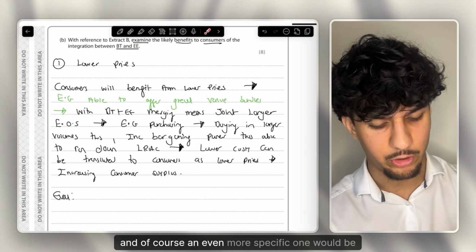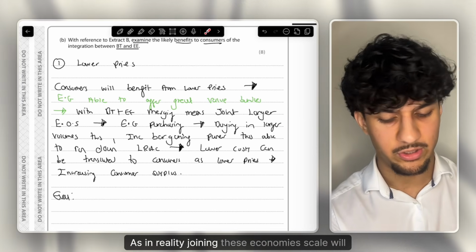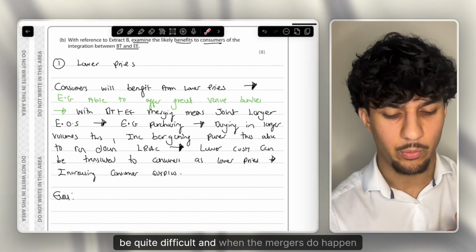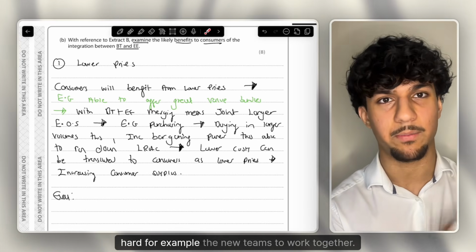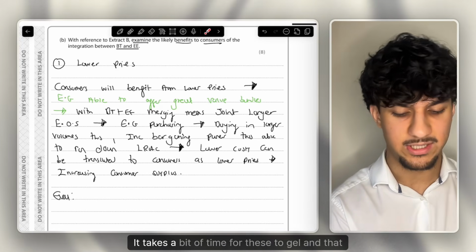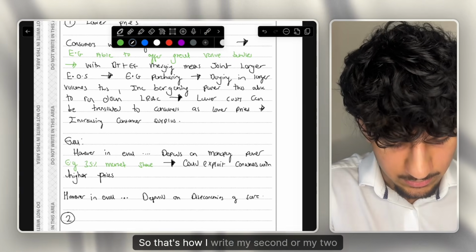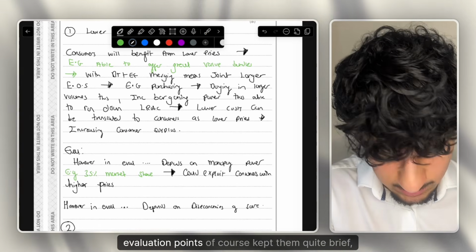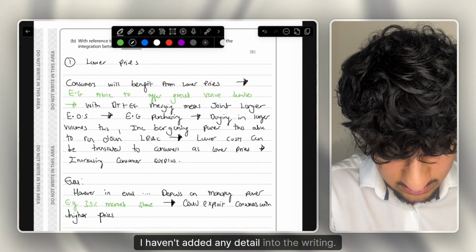And an even more specific one would be talking about economies of scale, as in reality, joining these economies of scale will be quite difficult, and when mergers like this happen, it can lead to diseconomies of scale, and it's quite hard, for example, for the new teams to work together. It takes a bit of time for these to gel, and that would lead to initially diseconomies of scale. So that is how I write my 2 evaluation points. Of course, I kept them quite brief, I haven't added any detail into the writing.